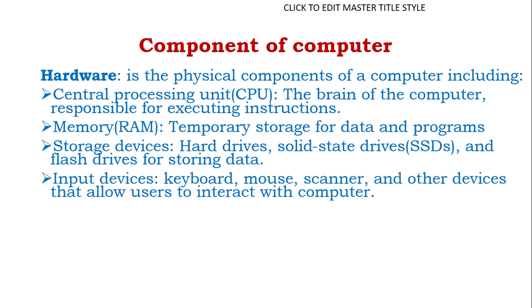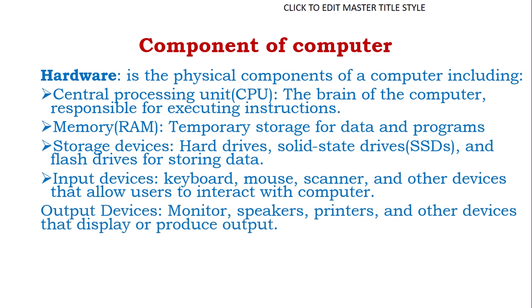Then we have the input devices. These are devices which are used to input data into the computer. For example, what are some of the things we use for inputting data? We use the keyboard, the mouse, the scanner, and other devices that allow users to interact with the computers. There are many input devices. We have the joysticks. There are very many. They are just used to input data into the computer.